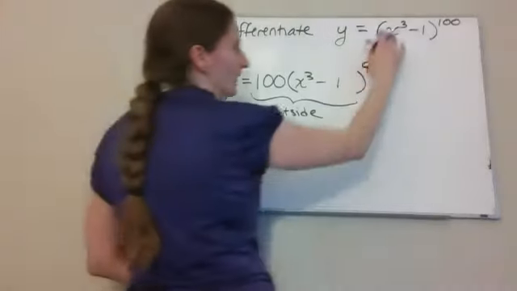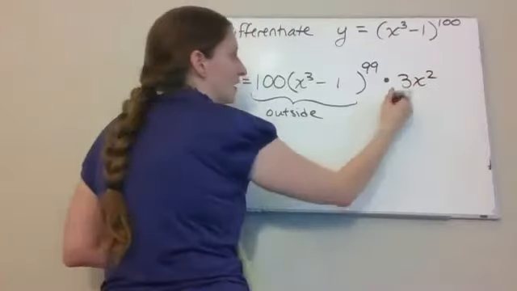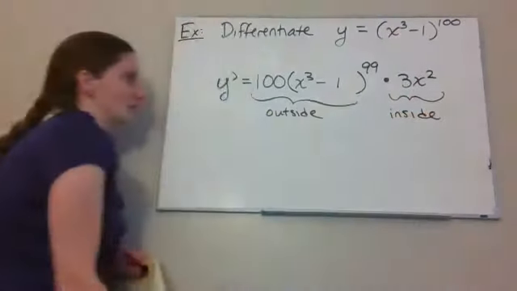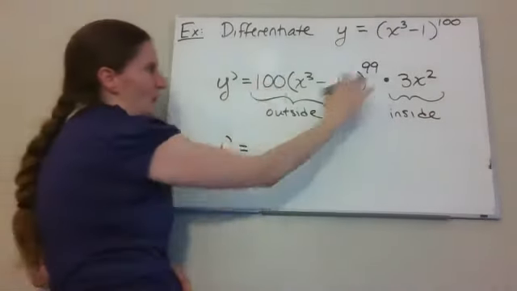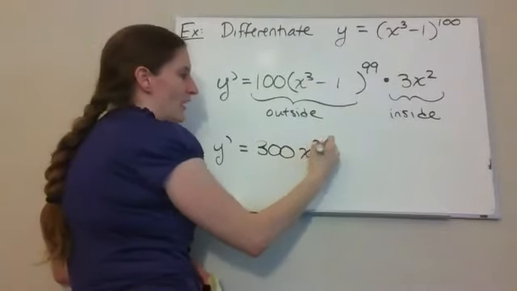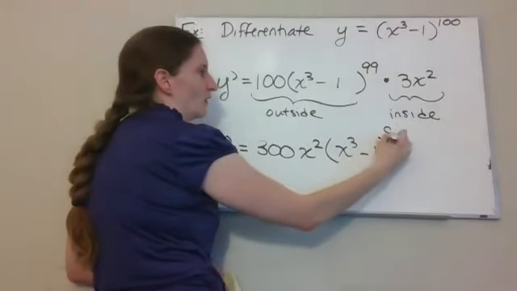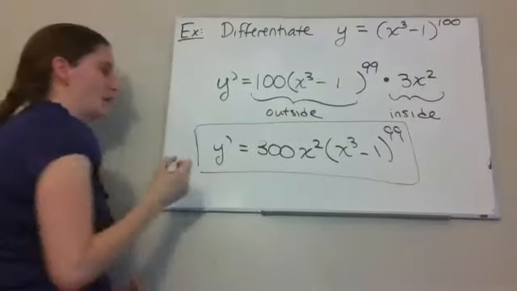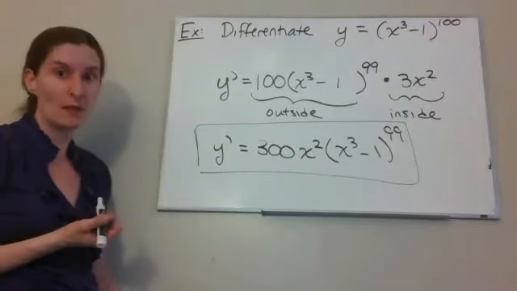In the derivative of the inside, I get to use the power rule again and get 3x squared. This is the derivative of the inside function. And all I can really do to simplify this is notice that the 100 times the 3 gets me 300. And I'm going to write the x squared in the front. You don't need to, but it looks a little better in the front. And I get y prime is 300x squared times x cubed minus 1 to the 99th power.